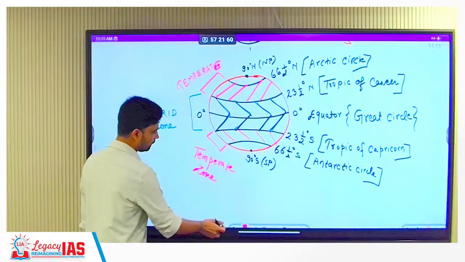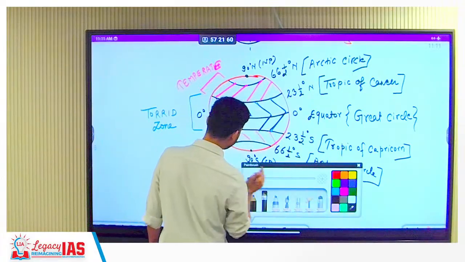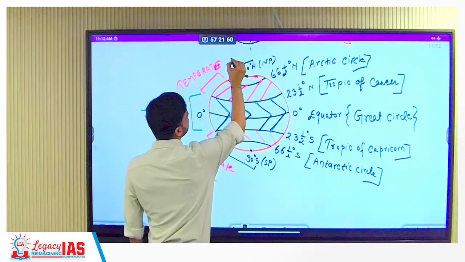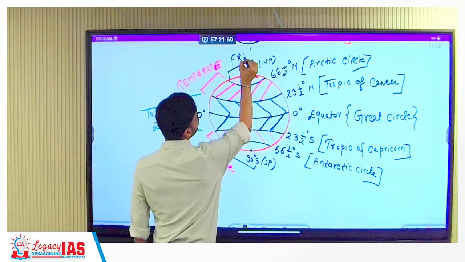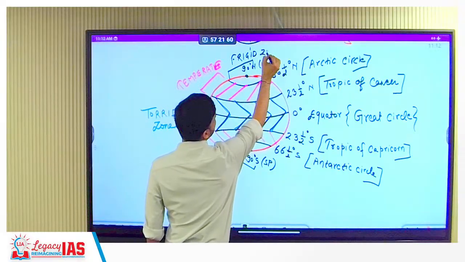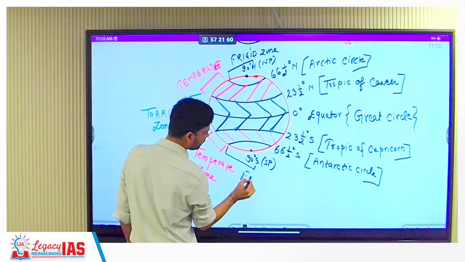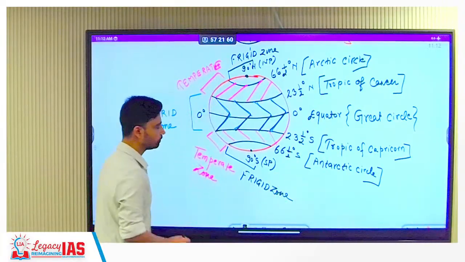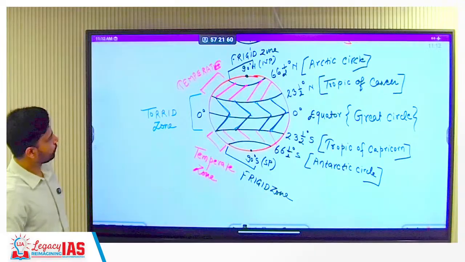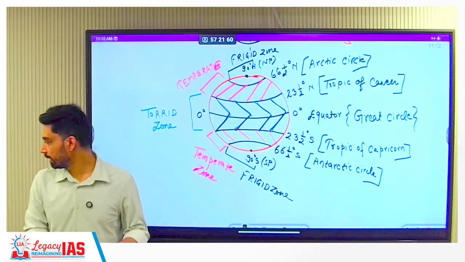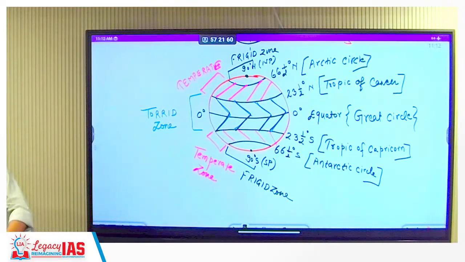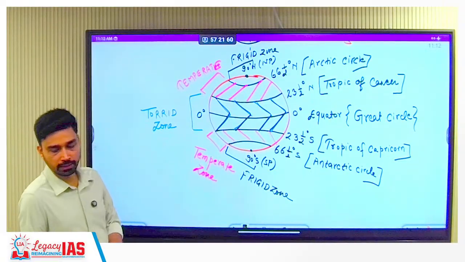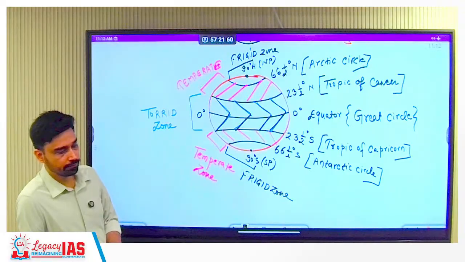And then the last one is between 66.5 and 90 degrees in the north as well as in the south. This is referred to as the frigid zone, the frozen area. So the total Earth can be divided into 3 heat zones as shown here: the torrid zone, the temperate zone and the frigid zone.